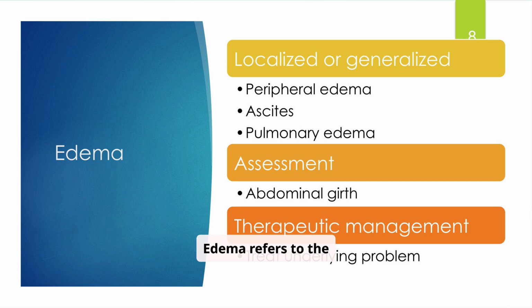Edema refers to the accumulation of excess fluid in the interstitial spaces. It can be localized, such as peripheral edema in the limbs, or generalized, like ascites or pulmonary edema. Assessment often includes measuring abdominal girth in cases of ascites. Therapeutic management focuses on treating the underlying problem causing the fluid imbalance.